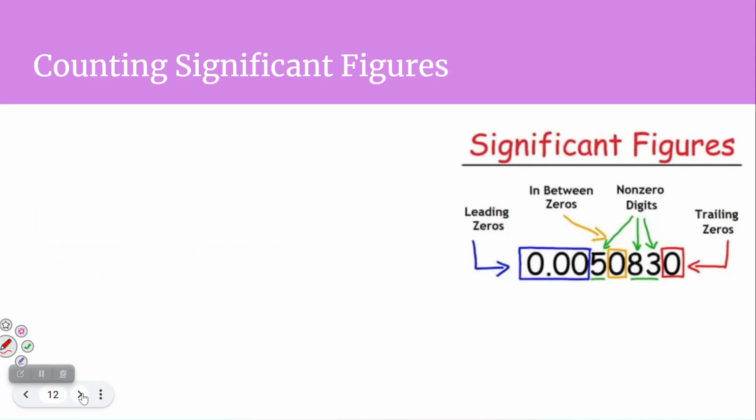Okay, so this little schematic here is in your notes. It goes over which digits are significant, which ones aren't. So we have leading zeros, we have in-between zeros, or we like to call them sometimes the sandwich zeros. We have non-zero digits, which are numbers from 1 to 9, and then our trailing zeros, which are zeros at the end of the number. Okay, so it's not too difficult if you just remember what the words mean.